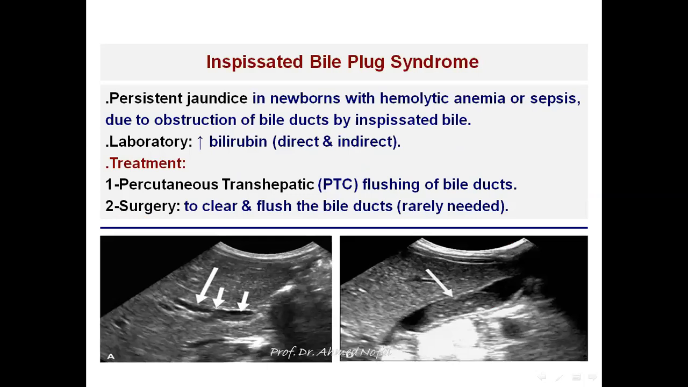The third type is inspissated bile plug syndrome. This is resistant jaundice in newborns with hemolytic anemia or sepsis due to obstruction of the bile ducts by inspissated bile. The treatment is by percutaneous transhepatic flushing of the bile ducts, and rarely surgery may be needed to clear and flush the bile ducts.